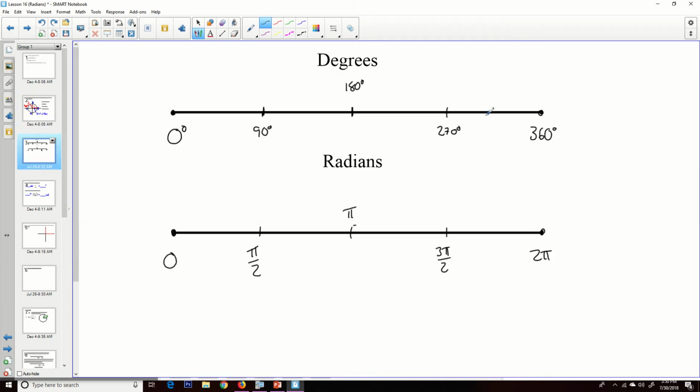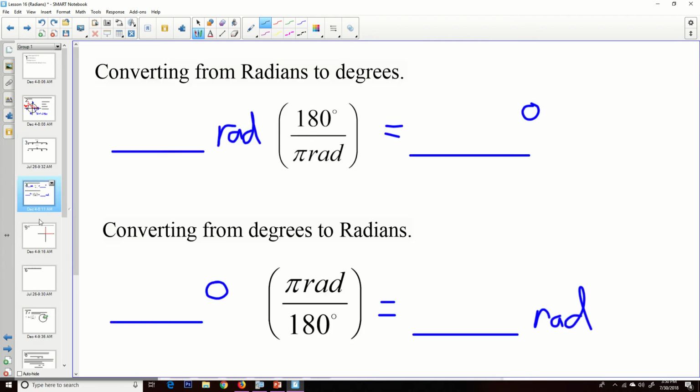If I match all of these up, there is a linear relationship between degrees and radians. It's just a scalar multiple. If we want to convert from radians to degrees, all we have to do is multiply by this conversion factor, and that's that one-to-one linear relationship.